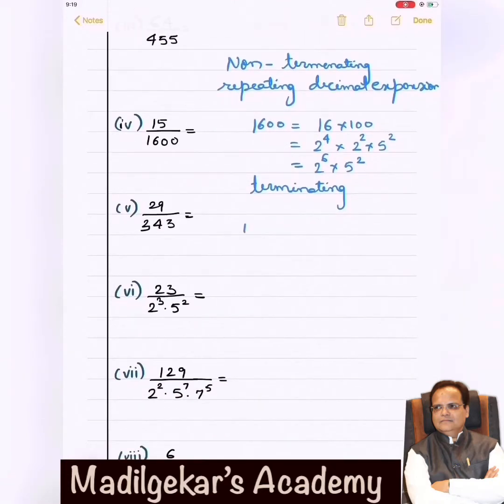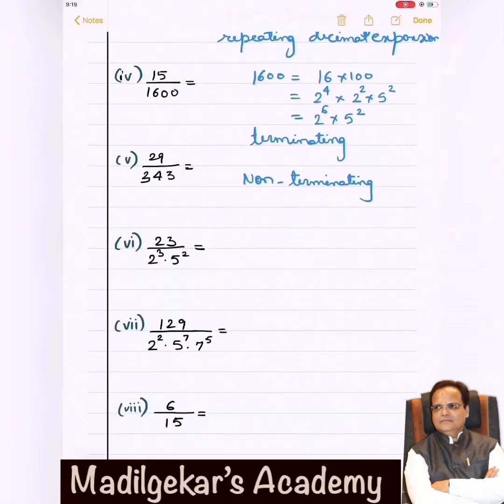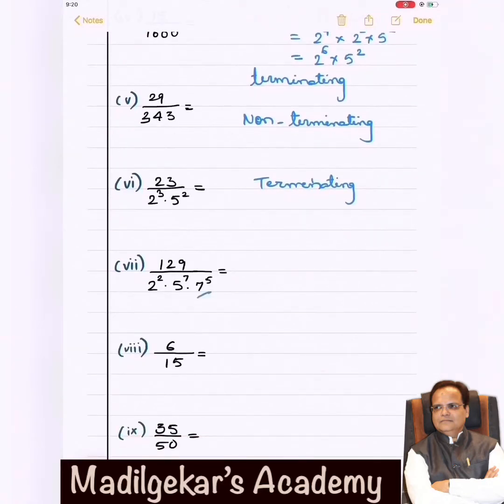Fifth, it has a non-terminating expansion, as 343 is 7 cube. In sixth, the denominator is already in the form of 2 raised to n, 5 raised to m. So it has a terminating decimal expansion. In the 7th bit, due to 7 raised to 5, it has a non-terminating repeating decimal expansion.